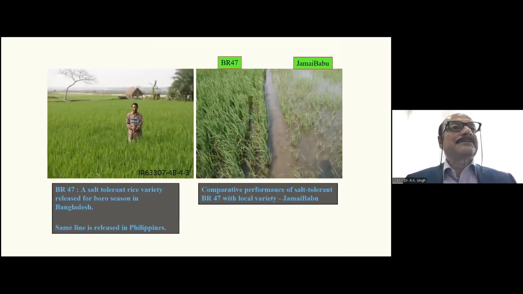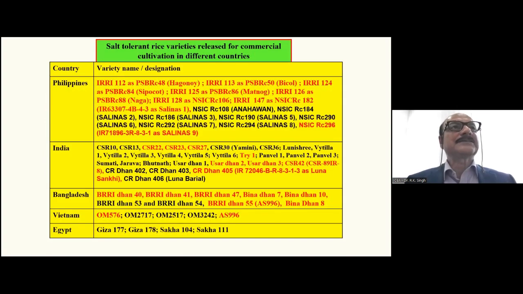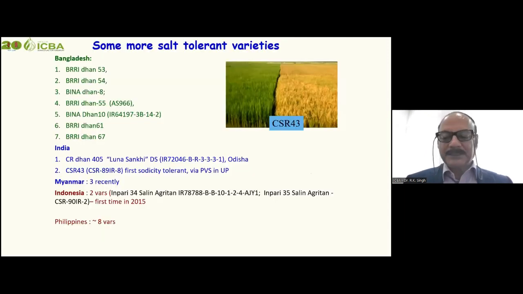You can see this is Bangladesh. BR47, one of the varieties, on the left-hand side is very tolerant, but the other variety, which is sensitive, is not growing well. This BR47 variety was released in different countries, including the Philippines. These are the different varieties already developed and released in the Philippines, India, Bangladesh, Vietnam, and Egypt, and more varieties in Bangladesh, India, Myanmar, and Indonesia also. They released two varieties, the first time for salinity in the Philippines.